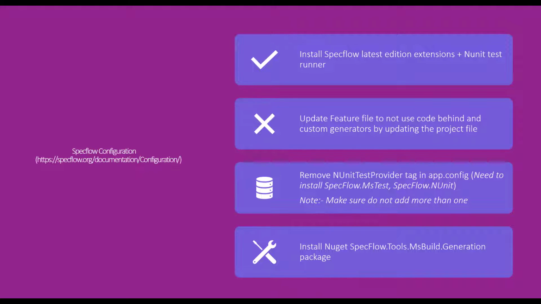And now you can see that there are two kinds of test runners available. One is SpecFlow.MsTest for the MSTest runner. Similarly, there is SpecFlow.NUnit for the NUnit runner.